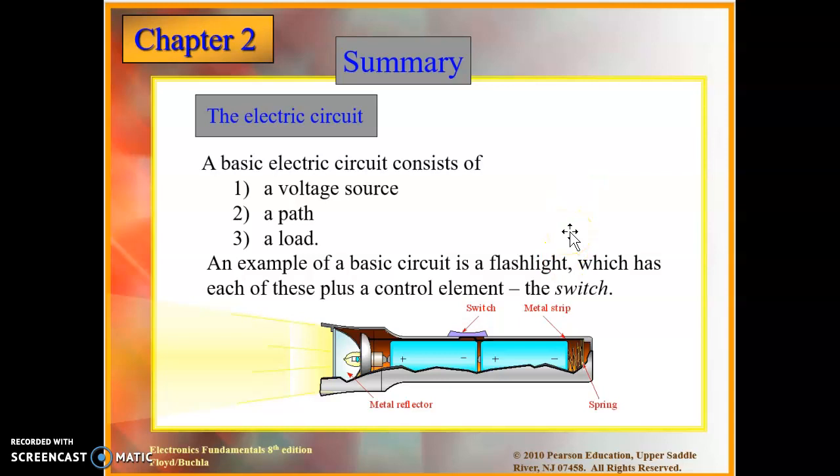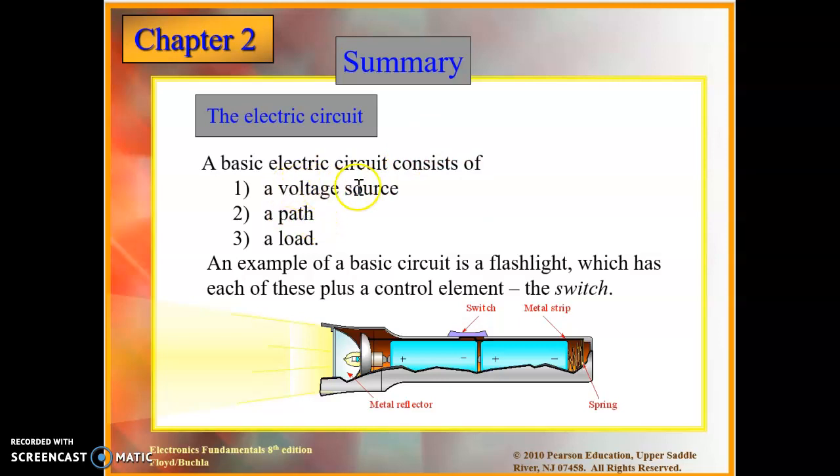To be considered an electric circuit, it has to contain three things. It has to have a voltage source or a current source. It has to have a path, and that path has to be closed. Current has to go back to where it started. And then it has to have a load. We cannot have a voltage and a wire go from positive to negative, and that's it. It will burn the voltage.